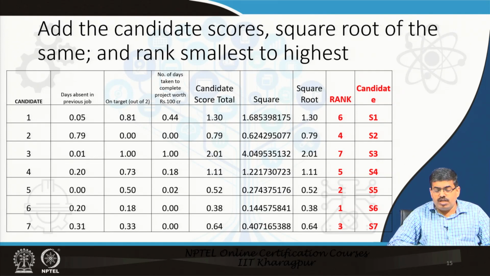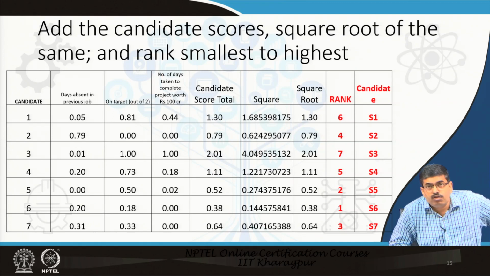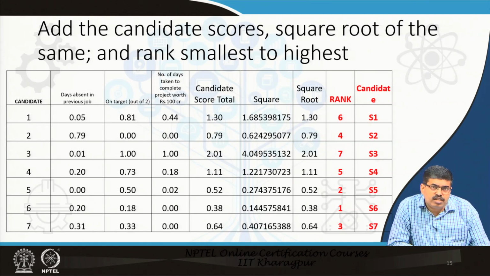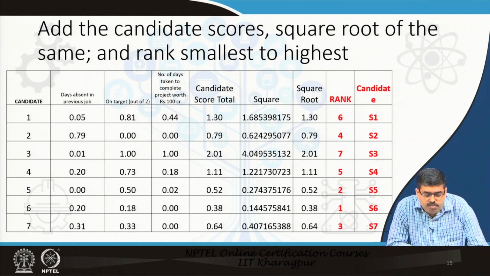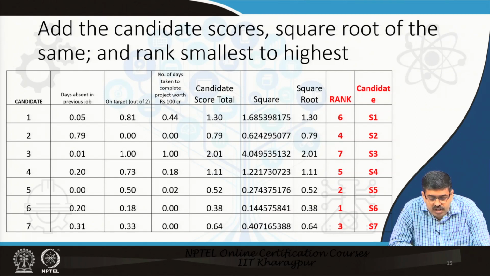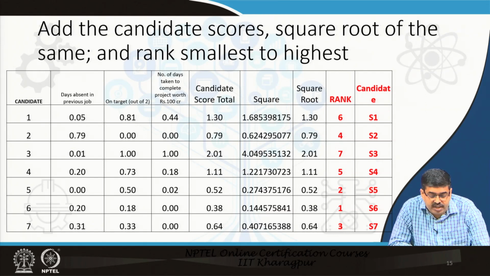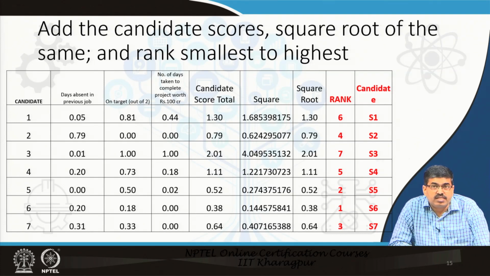Okay. So, here the minimum distance in the square root column, you check the third from the last column. The minimal distance one is basically 0.38, that is employee 6, candidate 6. At the last column you will see candidate S6. Okay. So, this candidate is rank number 1.